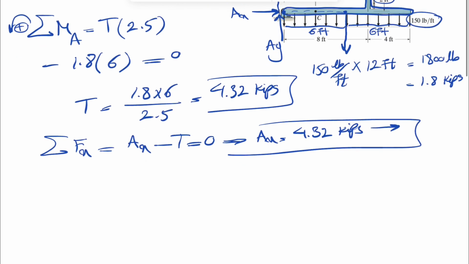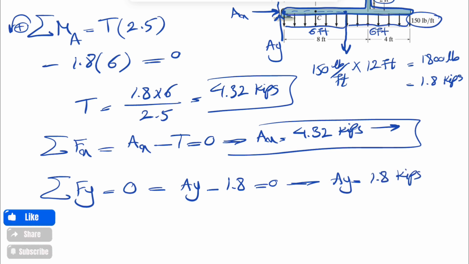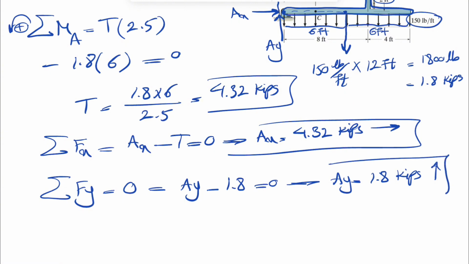And the last one is AY, for which we only need the sum of all forces in Y equals 0, again because we are in equilibrium. So AY minus 1.8 is equal to 0. So AY would be 1.8 kips. No negative sign, that shows that the assumption for AY was also correct.